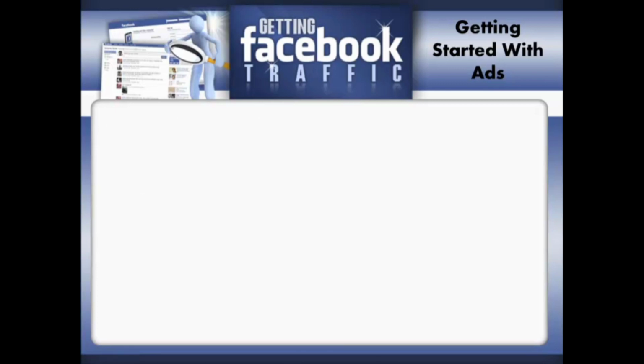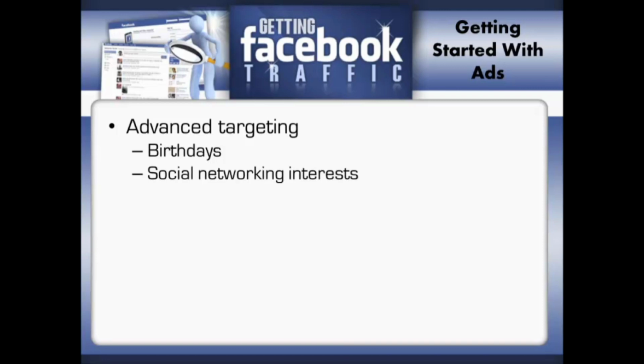Facebook also offers some advanced targeting. Birthdays. You can actually contact people with your ads on their birthday. How about that? Social networking interests. You can find users that are looking for some type of relationship, whether it be business or personal. Relationship status. This lets you see if somebody is single, married, engaged. When you're on Facebook, you can see who they're in a relationship with in a lot of situations.